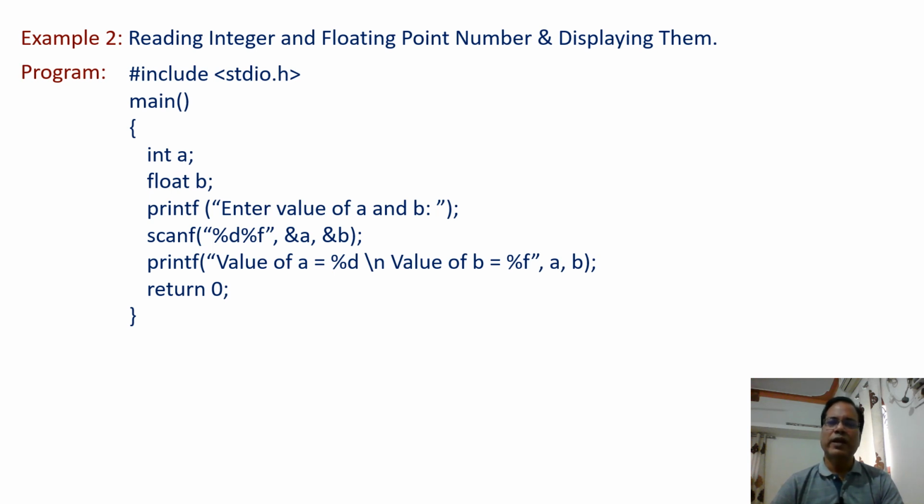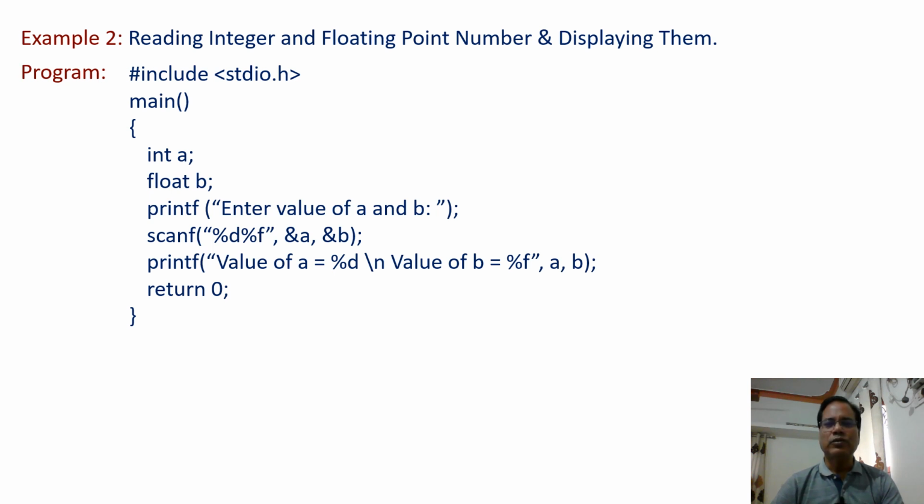When those data are entered using the scanf function, those are stored in variable a and variable b, because in the format string here %d indicates the integer data and %f the float data. So %d and %f, the type and number of the data, and the sequence in which we have to enter the data, should be matched.